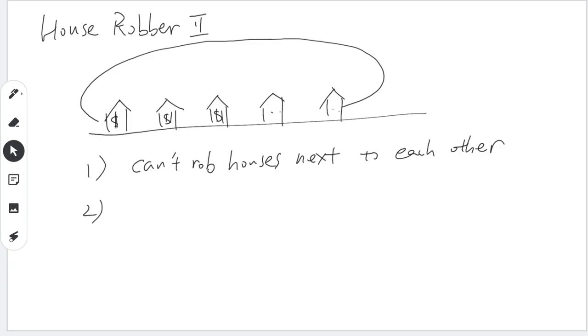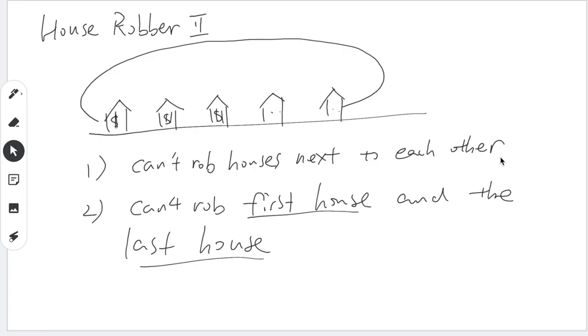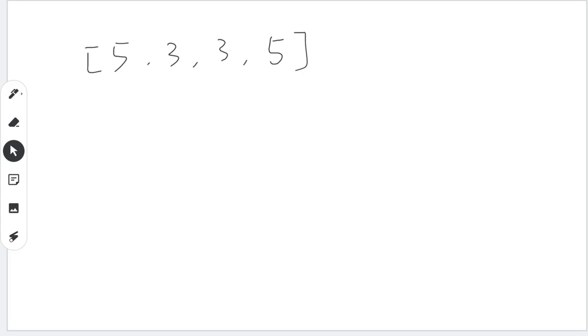which puts up a second constraint that we cannot rob both the first house and the last house. Let's consider this example. We have four houses, with values 5, 3, 3, 5. For House Robber 1, we can rob the first house and the last house, so we get 10. And with the additional constraint, we can no longer rob the first house and the last house. So in that case, we can rob the first house and the third house to get the maximum of 8.